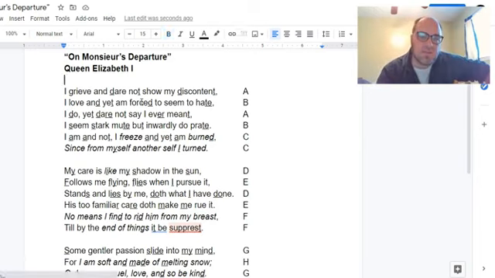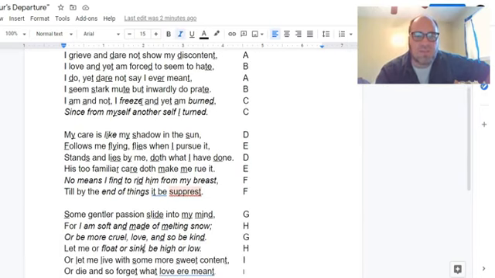I grieve and dare not show my discontent. I love and yet am forced to seem to hate. I do yet dare not say I ever meant. I seem stark mute, but inwardly do prate. I am and not. I freeze and yet am burned, since from myself another self I turned. My care is like my shadow in the sun, follows me flying, flies when I pursue it, stands and lies by me, does what I have done. His too familiar care does make me rue it. No means I find to rid him from my breast, till by the end of things it be suppressed.